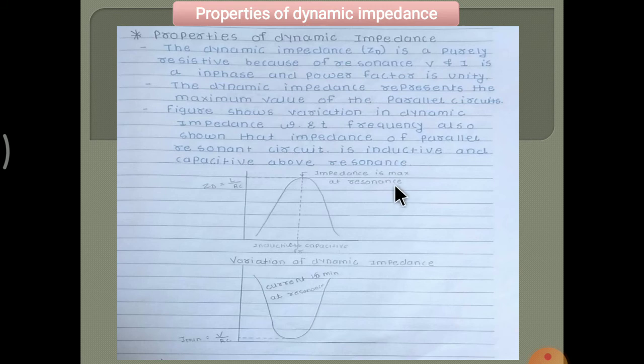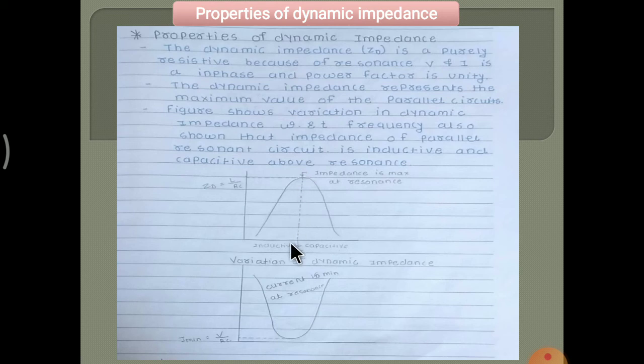So we can discuss the dynamic impedance. What are the properties of dynamic impedance? Already we discussed, this is the curve. This is the resonant frequency, and at resonant frequency there is a maximum impedance. Impedance is maximum at resonance. At resonance voltage and current are in phase, so impedance is equal to the value of resistance. At resonance frequency this dynamic impedance has its maximum value.